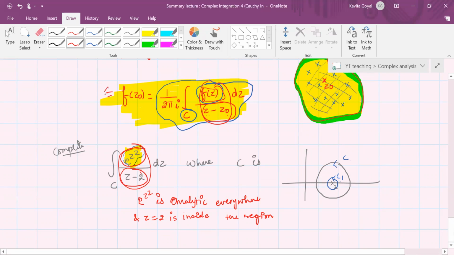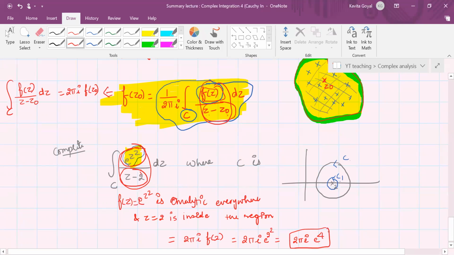So the integral of f of z upon z minus z naught dz along C is equal to 2 pi iota times f of z naught. I can write this integral as 2 pi iota times f of 2, where f of z is e raised to power z square. So this is 2 pi iota times e raised to power 2 square, which is 2 pi iota e raised to power 4. So this is your answer. Got it? Yes, ma'am.